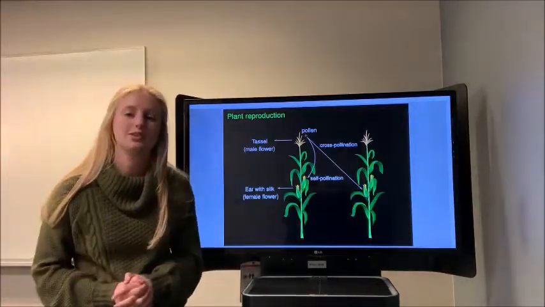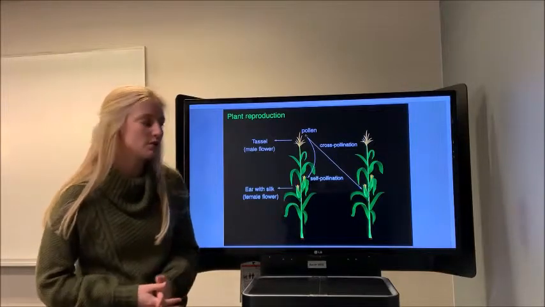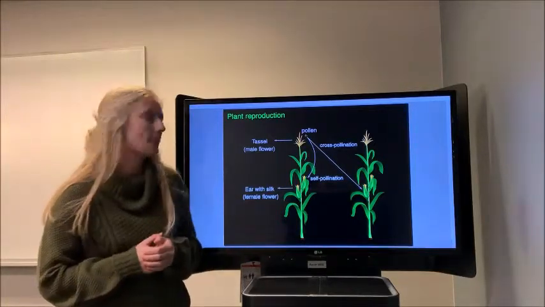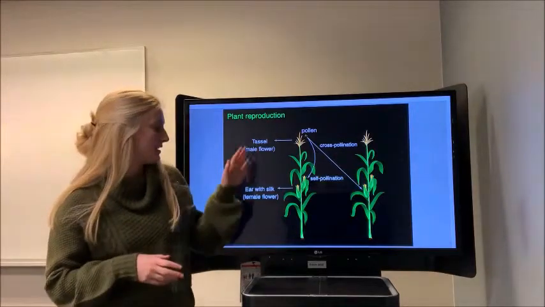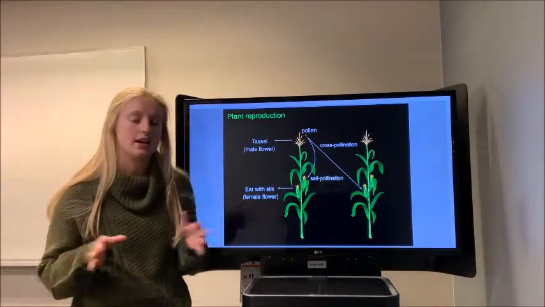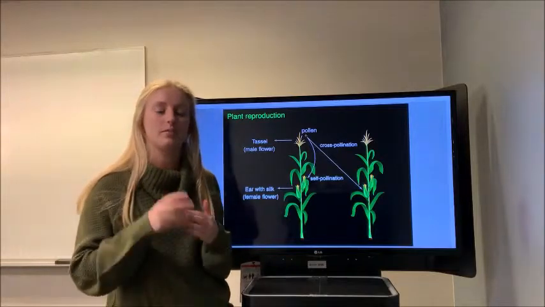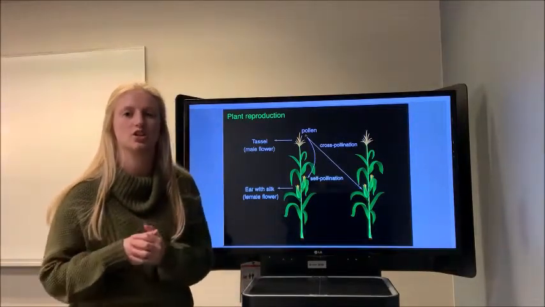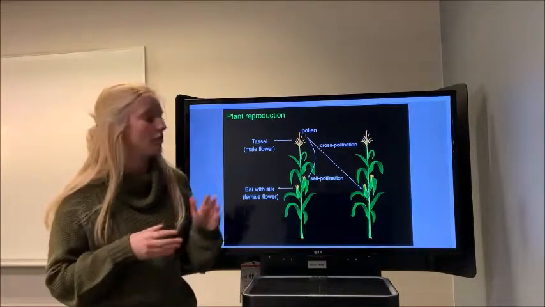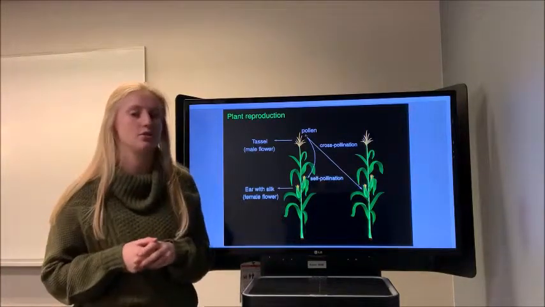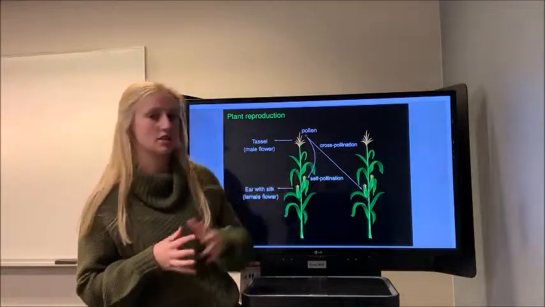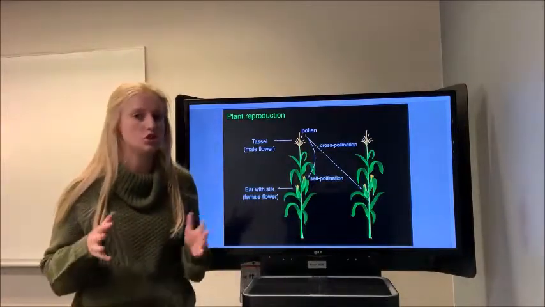So because we're going to be using corn for the rest of our examples, here's just a little bit of background on how corn reproduces. Each plant has both a tassel and an ear with silk, so when pollen from the tassel goes to the ear with silk, it's able to produce that next generation. Now because it has both male and female parts, it's able to do what is known as self-pollination. Otherwise, it also has cross-pollination too if you want to use two different plants.